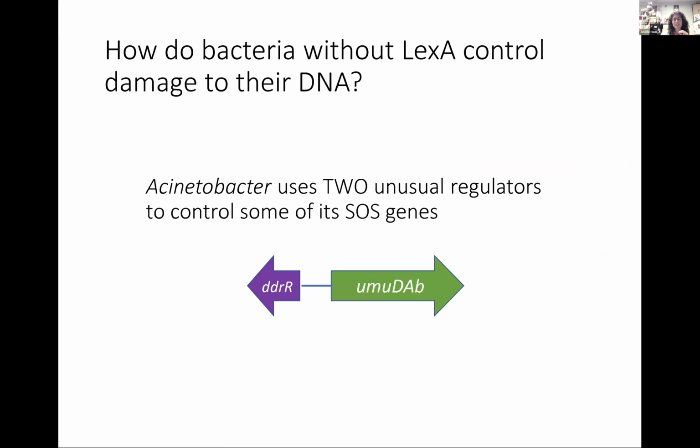The end game is that now we know that both this DDRR protein and UMUD protein produced from this upregulation of transcription are regulatory proteins that are used to control some, but not all of the genes that are responsive to DNA damage. So it's a specialized sort of response that's going on in the cells.